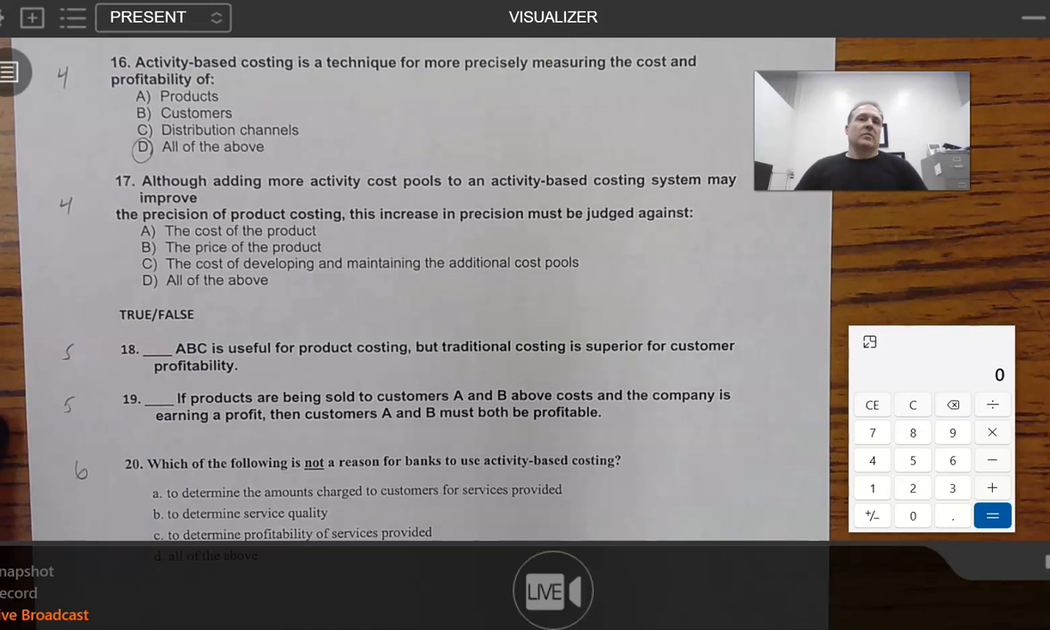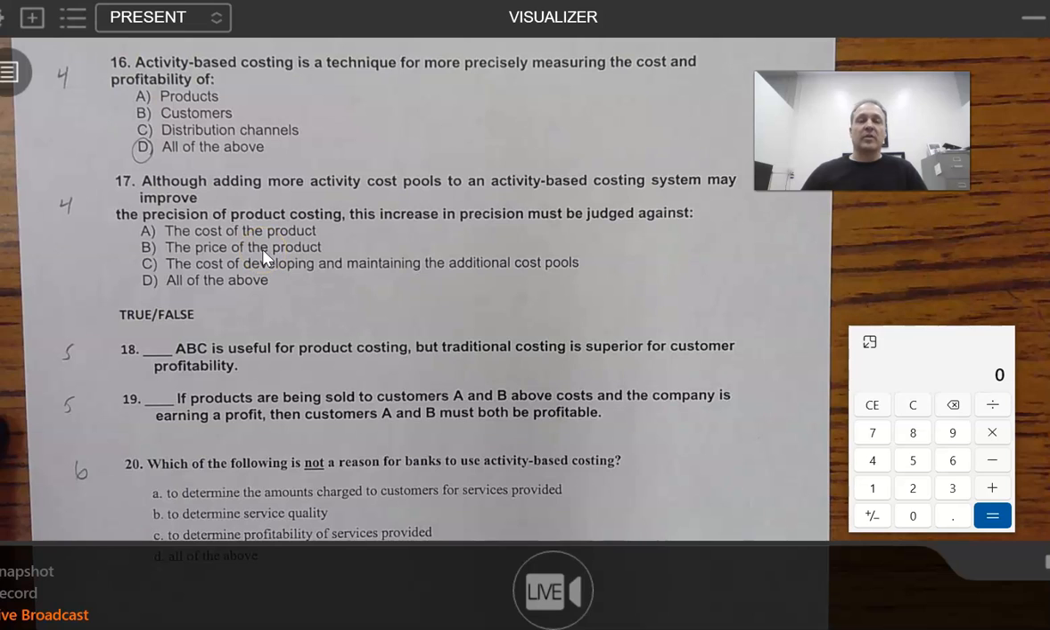Chances are the extra precision that we get didn't help. However, if that swings and the difference between activity-based costing and traditional costing is like $100 a unit, well, now that's probably going to matter on a $2,500 item. So the cost of the product is going to matter.